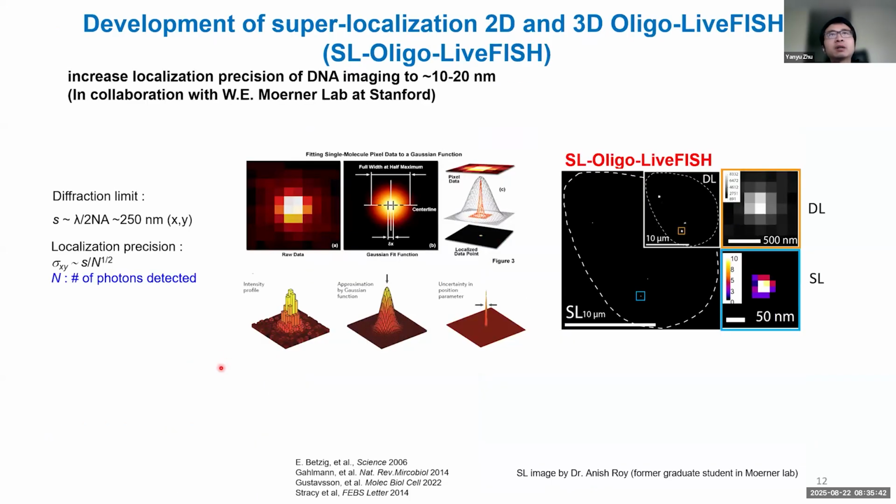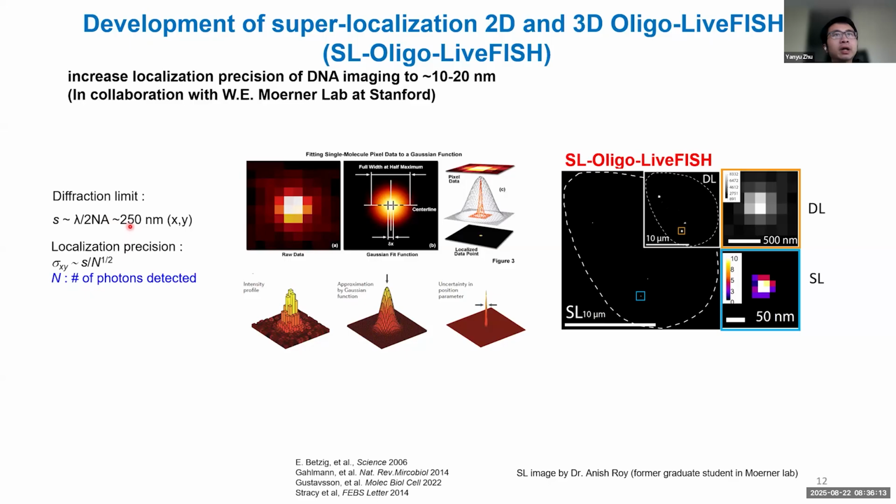Next, we expanded this to super-localization Oligo-LiveFISH to increase the localization precision to 10 to 20 nanometers, in collaboration with Professor W. Moerner's lab at Stanford. Many of you might be familiar with the diffraction limit in conventional microscopes, which is roughly lambda over 2NA, where lambda is the wavelength and NA is the numerical aperture of the objective, and that is roughly 250 nanometers.